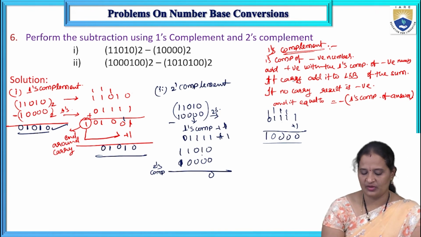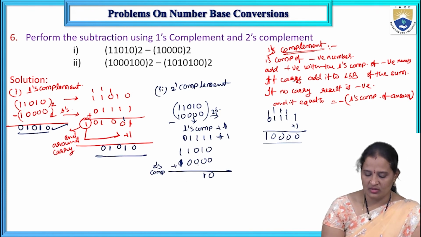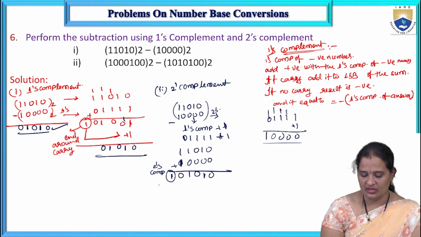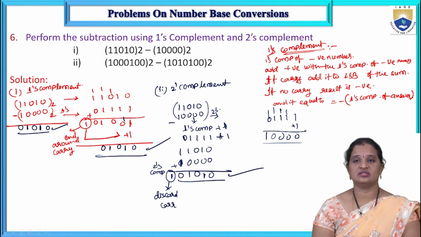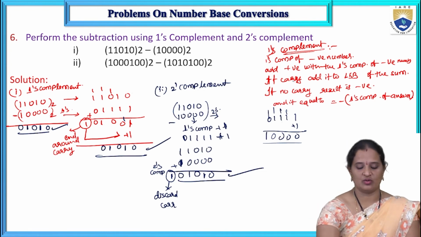Now 0 0 plus 1 1, 0 1 1 plus 1, 0 with a carry 1. So if we have a carry, just discard the carry, and the final answer is this. See, this one is the same. So like that we can do this one also.